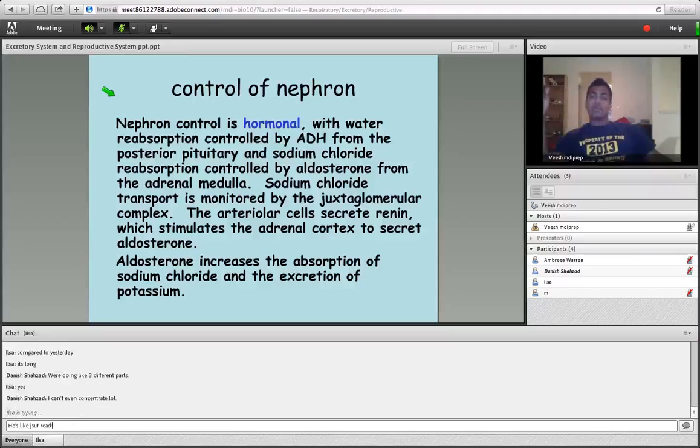And then finally, the whole point of that is you're trying to increase blood pressure by retaining water. So by retaining sodium, which in turn causes more water reabsorption, you're going to be raising the blood pressure, because you're increasing the blood volume. Any questions about the renin angiotensin pathway?